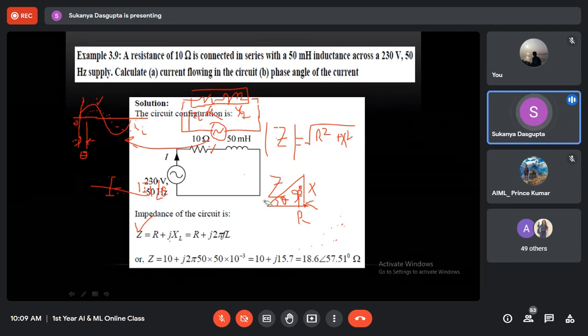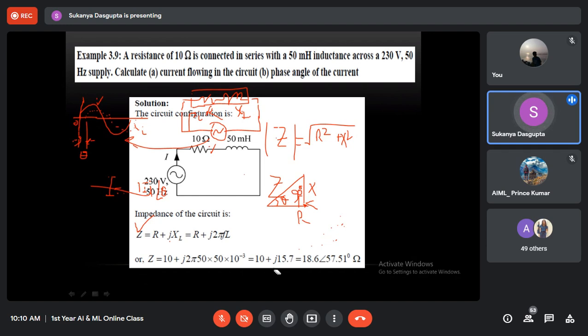That means for your impedance, now you have obtained all the parameters. X and R were already known as per the statement of the problem. You have calculated the mod Z, the magnitude, which is 18.6, and this angle theta. Now this impedance triangle is completed. All the parameters are now known to you. Is it clear to everyone?